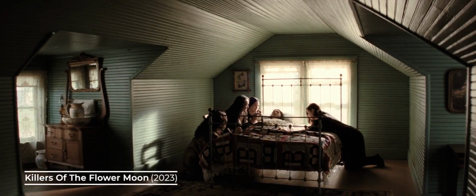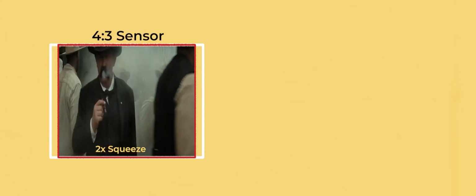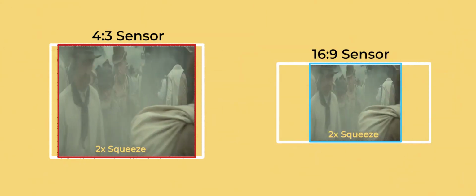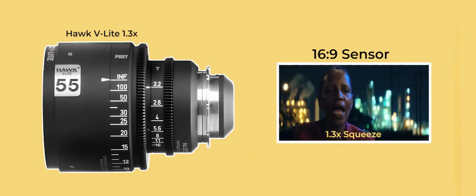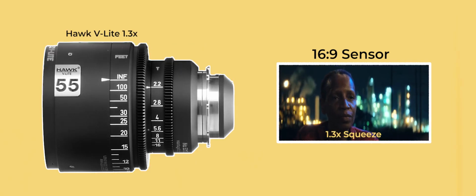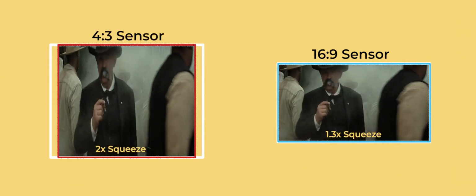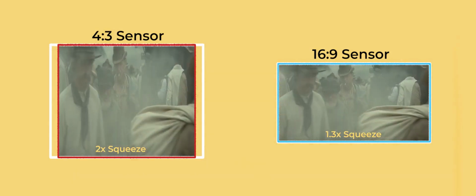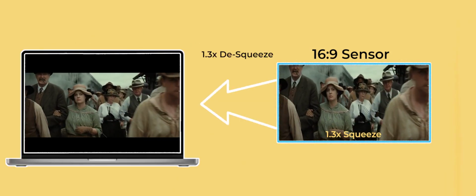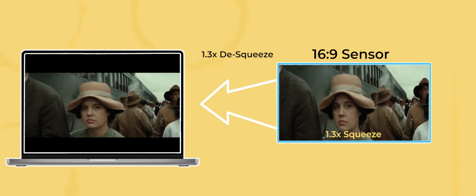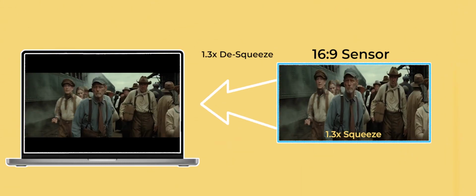However, not all digital sensors use such a tall 4:3 ratio. Some sensors were designed to be more of a 16:9 size. There are some anamorphic lenses with a different 1.3x squeeze factor instead of the standard 2x squeeze that cover these wider sensors and still produce a widescreen image with a 2.40 aspect ratio.